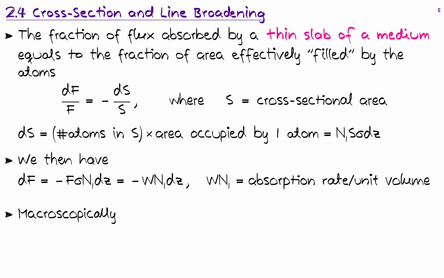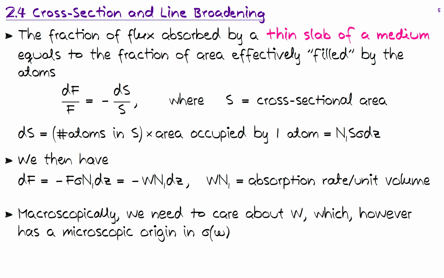So what we see here is that we now have a means of understanding how the medium behaves macroscopically. And we really want to understand how the system behaves with respect to W, because this is ultimately a parameter we can easily plug into differential equations that then tell us about the rate equations, so basically the dynamics of our system. So we really need to care about W, but we should also remember that this has origins in the microscopic treatment. So essentially we have these origins in sigma. How do we calculate this W?